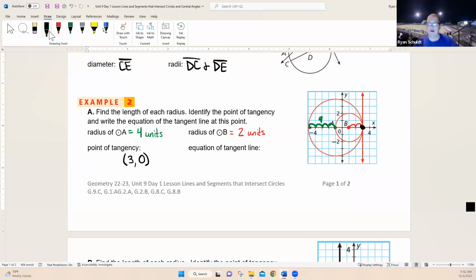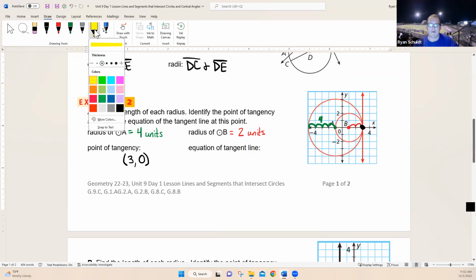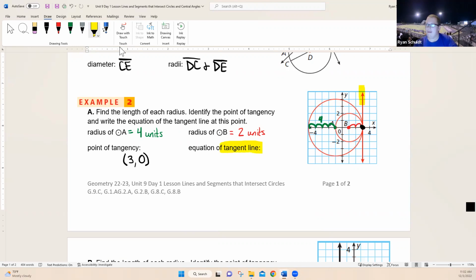And then we have the equation of the tangent line. So for the equation of the tangent line, I need to write the equation of the tangent line. Whoa, it's a little big. One second. Come back. There we go. Our tangent line is this line right here. I need to write the equation of that line.